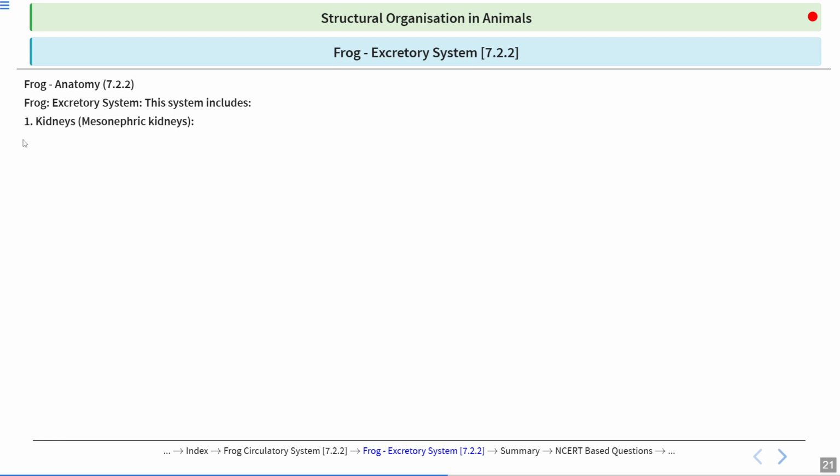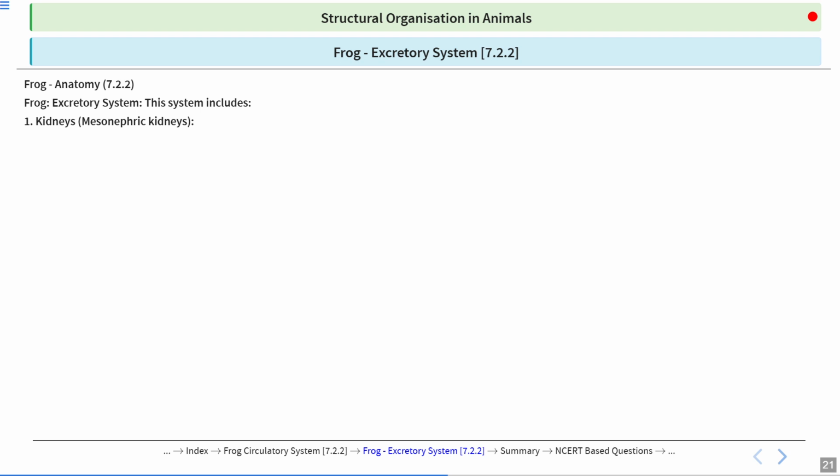Now the system includes the kidney, and this kidney is called the mesonephric kidney. What is the meaning of mesonephric kidney? They are highly differentiated in structure and function. Such kidneys are found in the higher fishes. Higher fishes means your bony fishes. And also the amphibians. And we are studying one of the amphibians, the frog, right? So they have this mesonephric kidney.